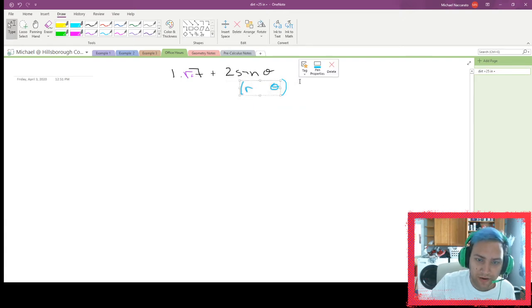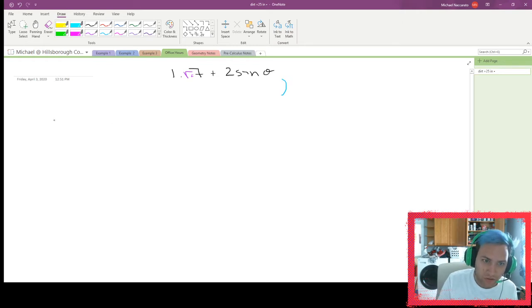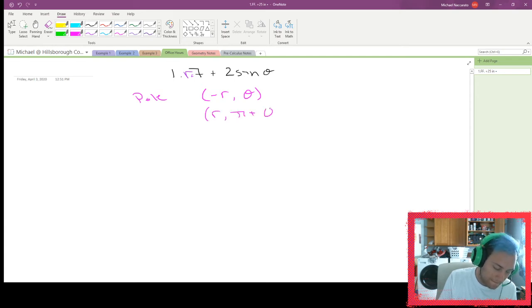And that will be verifying if it's symmetrical over the pole. So if it's symmetrical over the pole, okay, I was just going to leave that, and now it made me angry, so we're not going to do that. It just bothered me. Okay, so if it's symmetrical over the pole, then we should be able to replace r with negative r and have our theta, and the other way would be to replace theta with pi plus theta. So let's go ahead and try that.